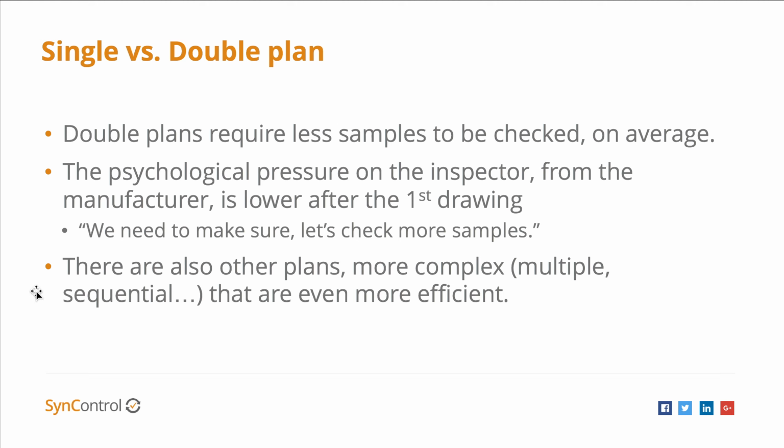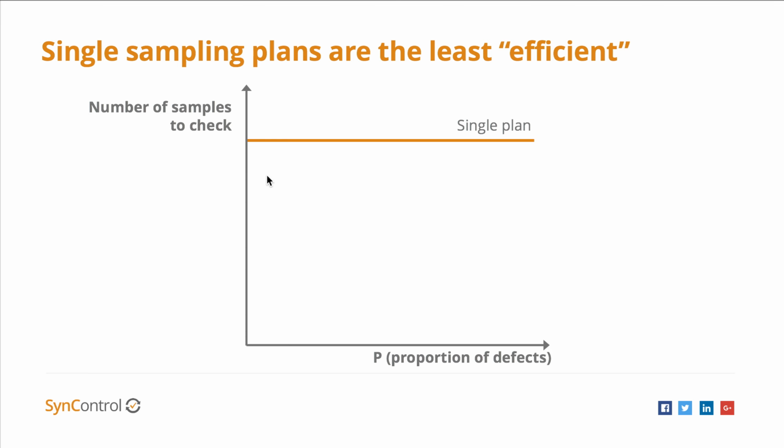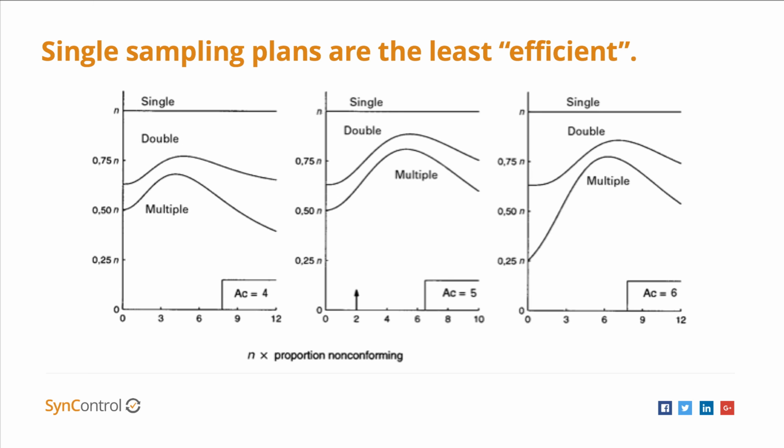There are also some other plans, I'm not going into this, that are even more efficient. So on average, the number of samples to check with a simple plan is constant, whatever the proportion of defects. Okay, and again, these are average values, but let's say your AQL is here, and if the proportion of defects is pretty close to the AQL, the number of samples is still going to be on average lower than in a single plan. If it's very clearly good or very clearly bad, then the difference is even greater, and inspection can be done much faster. Okay, the standard shows several examples here with different parameters.